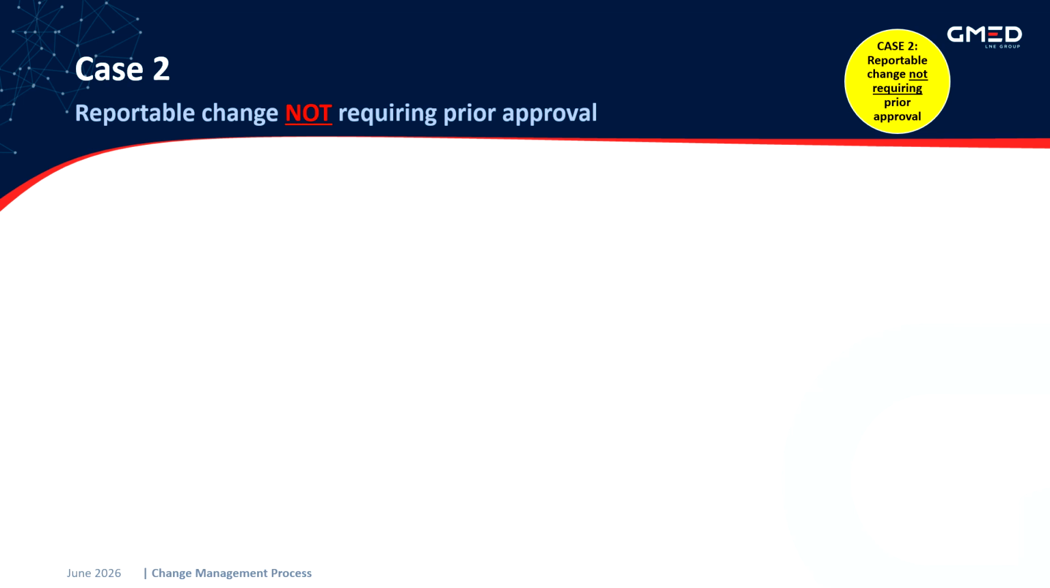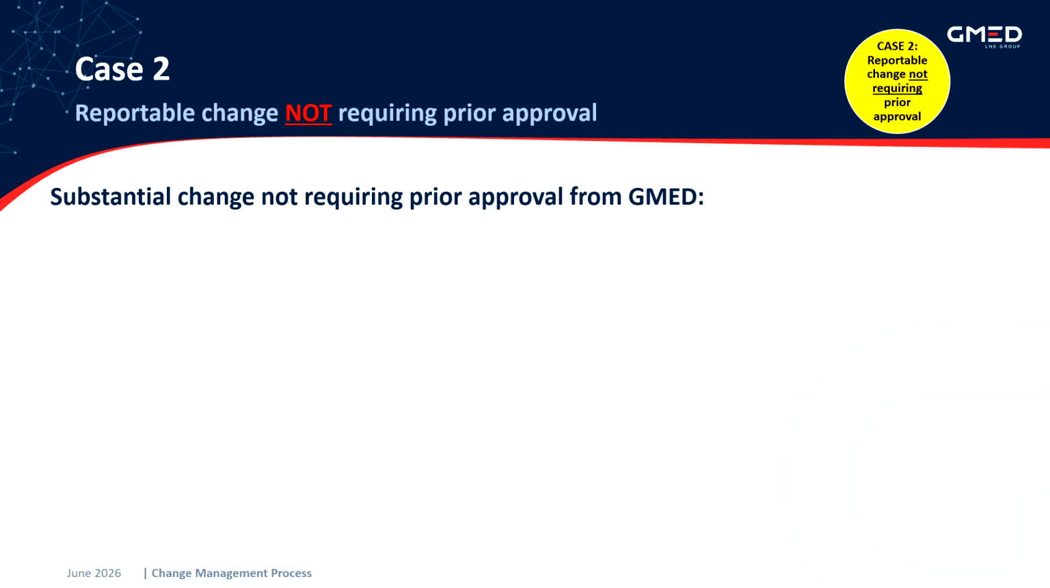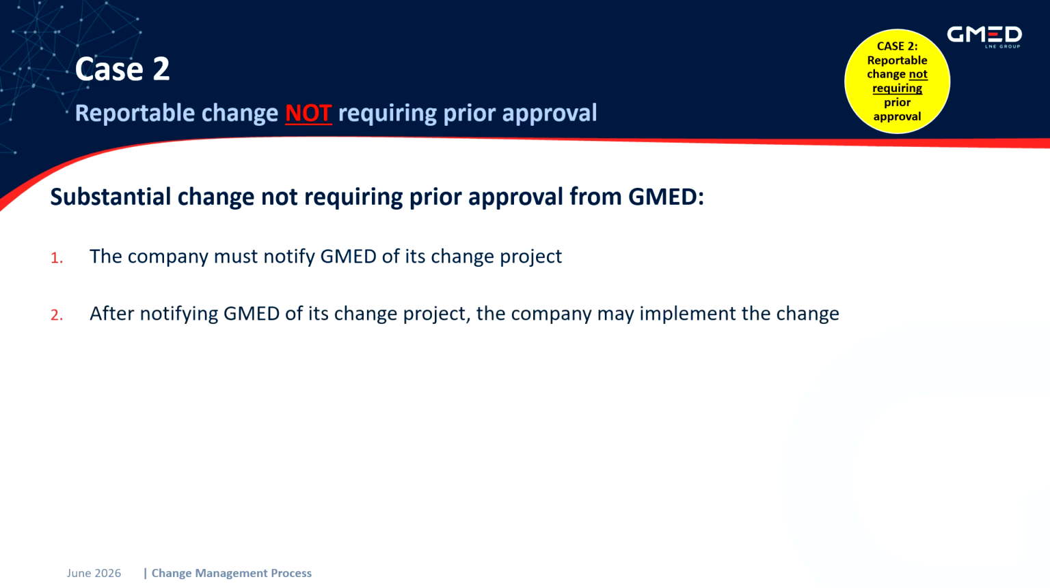Case 2 changes are also considered substantial changes, but unlike Case 1 changes, they do not require prior approval from GMED before the company can implement them. However, these changes must still be reported to GMED. Therefore, the company must notify GMED of its change project. Once the notification to GMED has been made, the company may implement the change without waiting for GMED to communicate the results of its review of the change project.